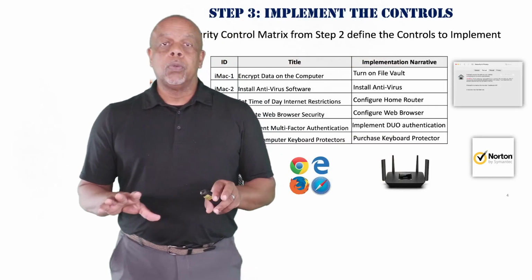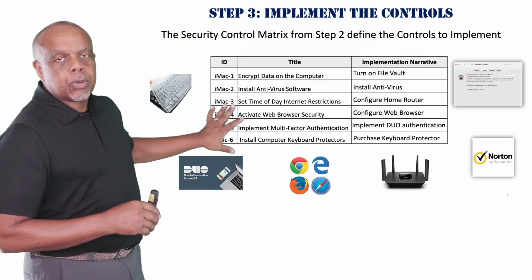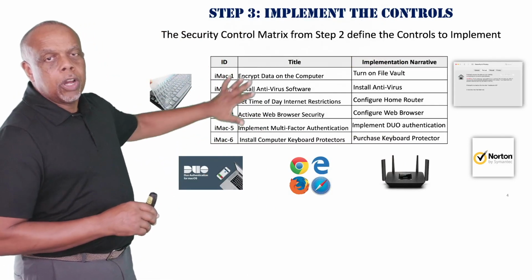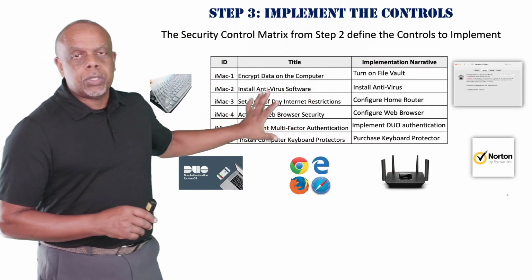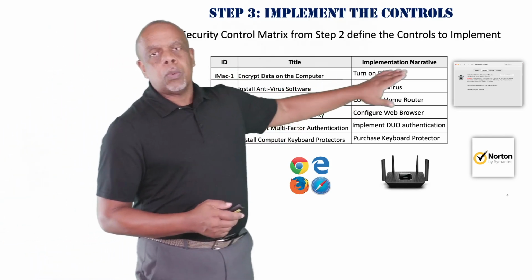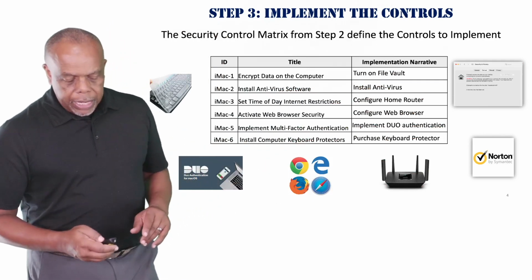So just a quick review from part 1. Okay, we had our security control matrix. That, say in step 3, is where we had our menu of controls that we were going to implement. And then this is our implementation narrative. Basically, we walked through how we would implement each of those controls, right? If you remember that from part 1.